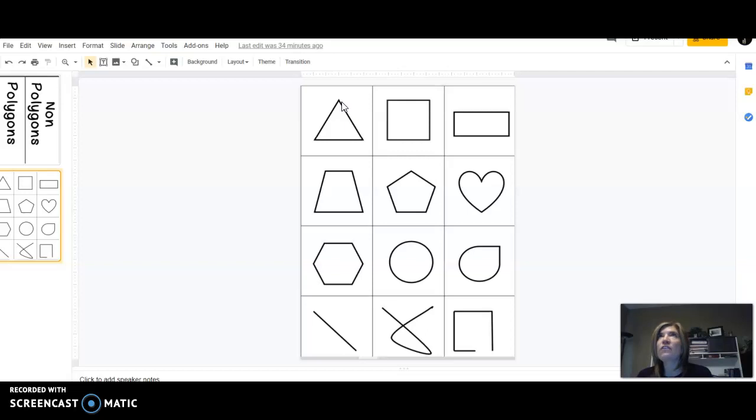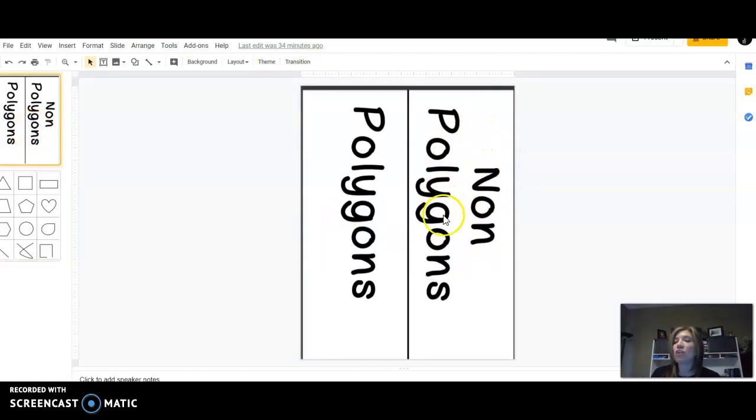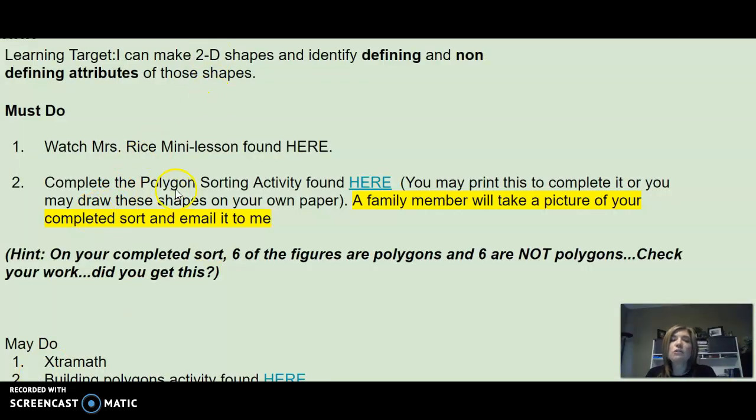Okay? Here's a hint about this activity. When you are finished, if you have a correct sort, you will have 6 shapes pasted under non-polygons, and you will have 6 shapes pasted under polygons. After you complete the polygon sorting activity, you are going to have a family member take a picture of the completed sort and email it to me. And I put the hint down here again. On your completed sort, 6 of the figures are polygons and 6 are not polygons.